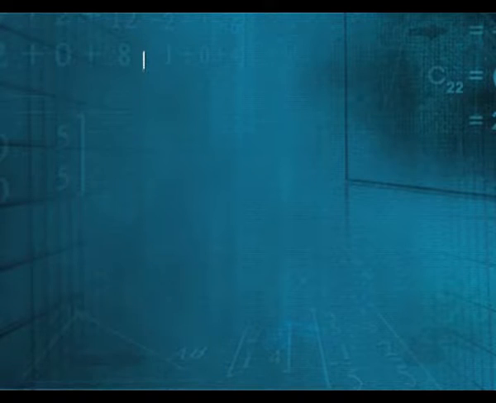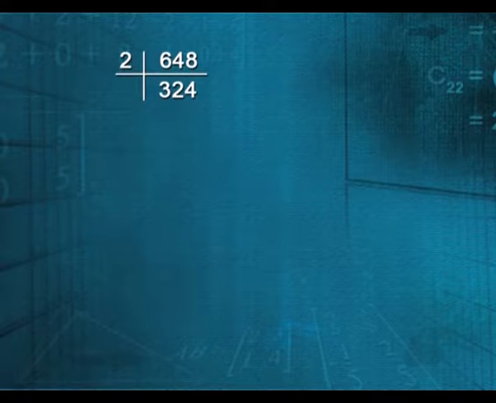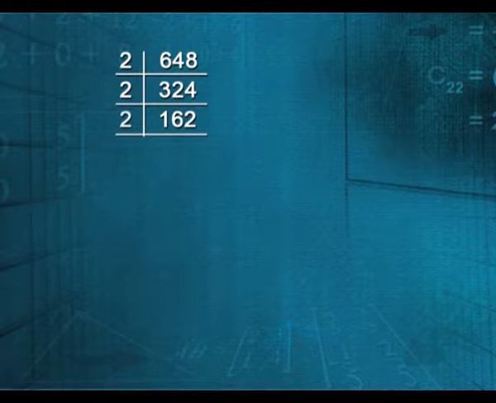Let us take some bigger number, say 648. We can write 648 in prime factorization. Dividing 648 by 2, you will get 324. Divide 324 by 2, you will get 162. Divide 162 by 2, you will get 81. Now, it is an odd number 81. So, it is not divisible by 2. Let us divide it by 3.